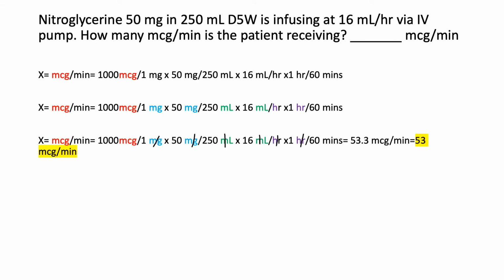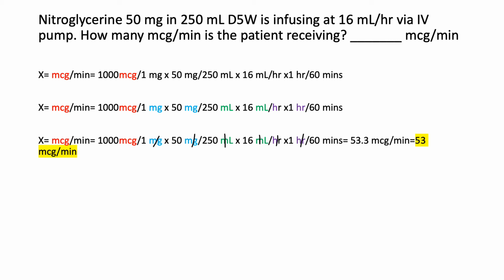All right, now let's do a different one. We're going to figure out micrograms per minute in this equation. So you have nitroglycerin, 50 milligrams in 250 mLs. That's in your bag, and it's infusing at 16 mLs per hour via the IV pump. How many mics per minute is the patient receiving?